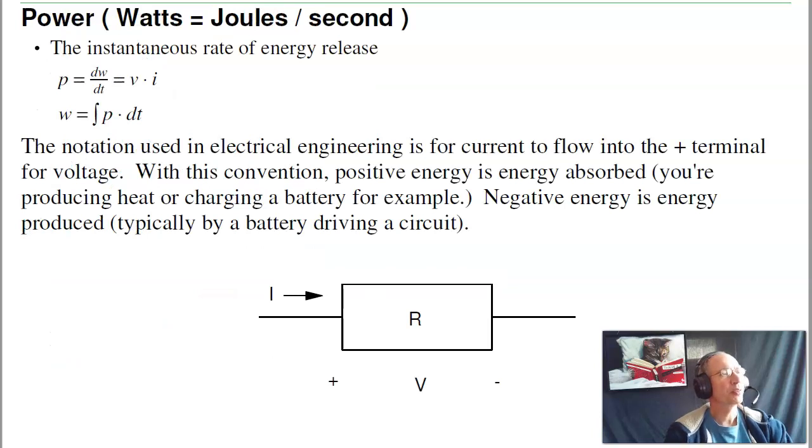In terms of power, power is watts, power is joules per second. Power is the derivative of energy.